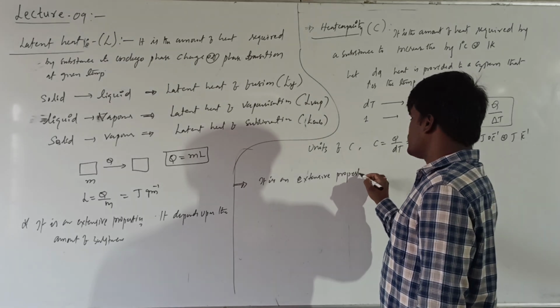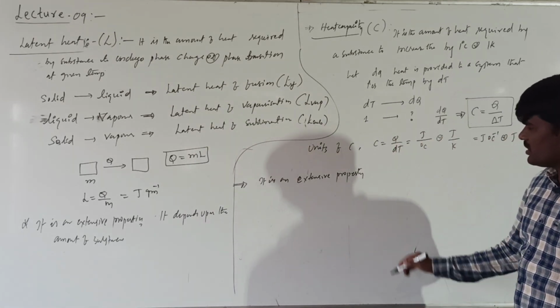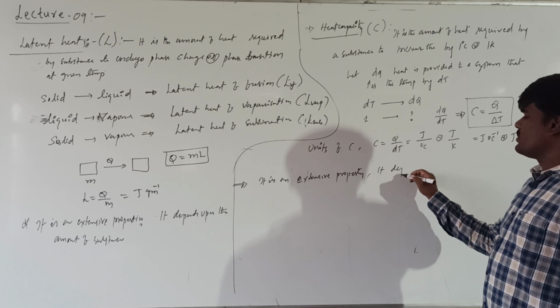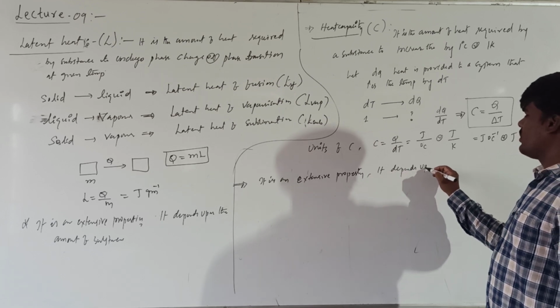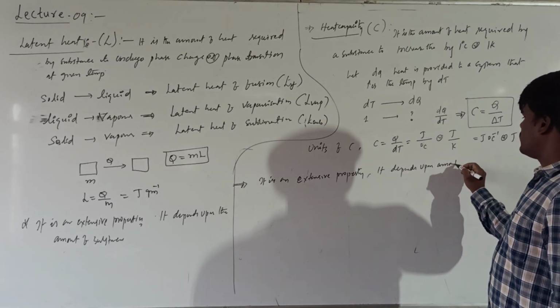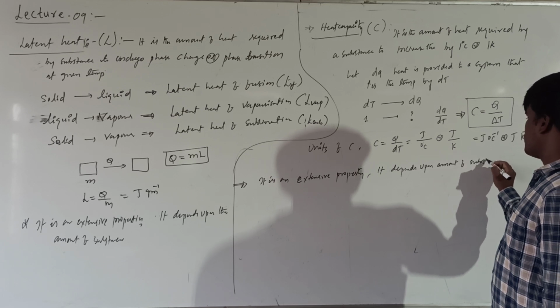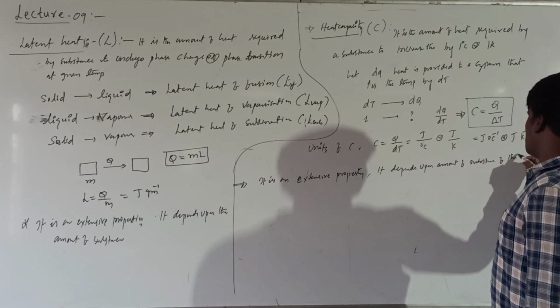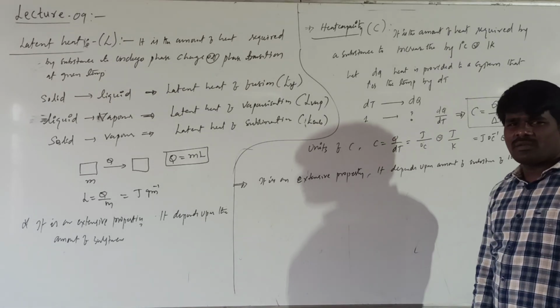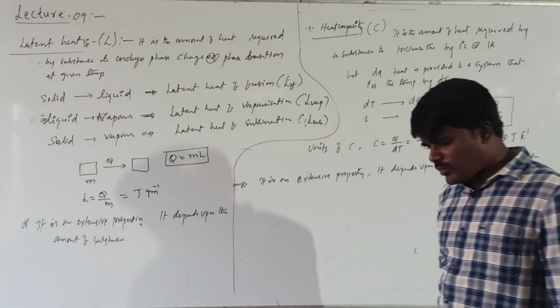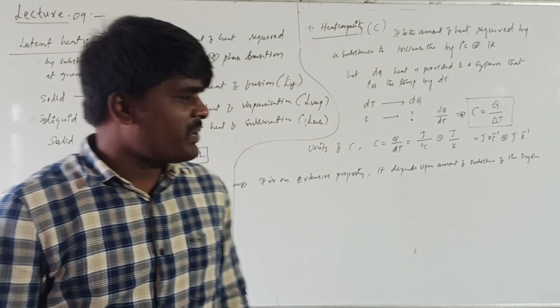What is meant by this? Heat capacity is an extensive property. It depends upon the amount of substance of the system. Greater the amount of substance, greater will be the heat capacity. Smaller the amount of the substance, smaller will be the heat capacity.